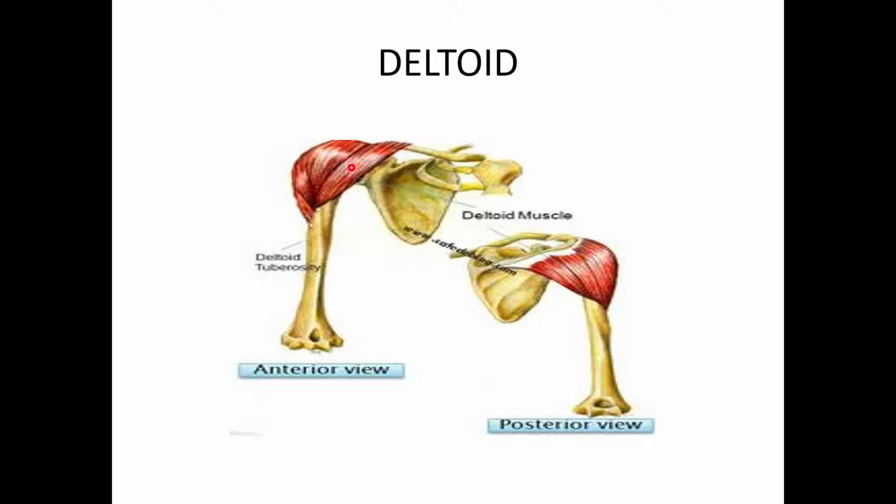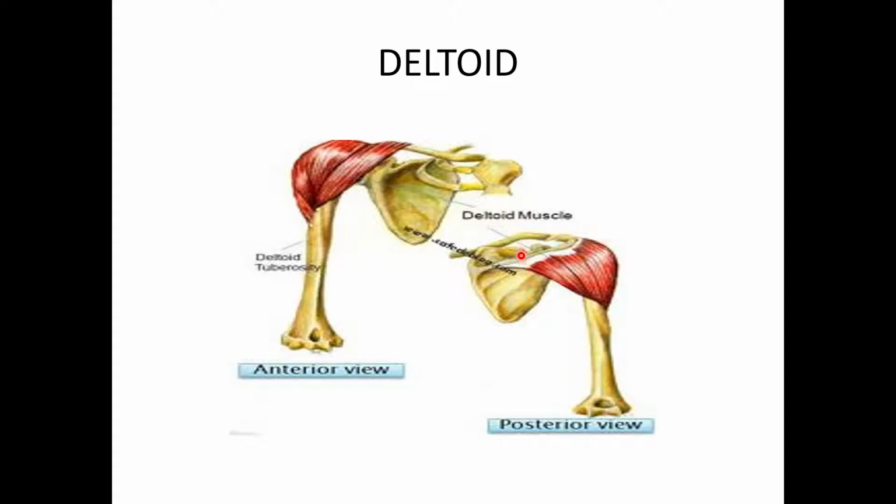The anterior fibers of the deltoid take origin from the clavicle, that is the anterior border of the lateral one-third of the clavicle. Yes, the anterior border and the upper surface of the lateral one-third of the clavicle give origin to the anterior fibers of the deltoid muscle.